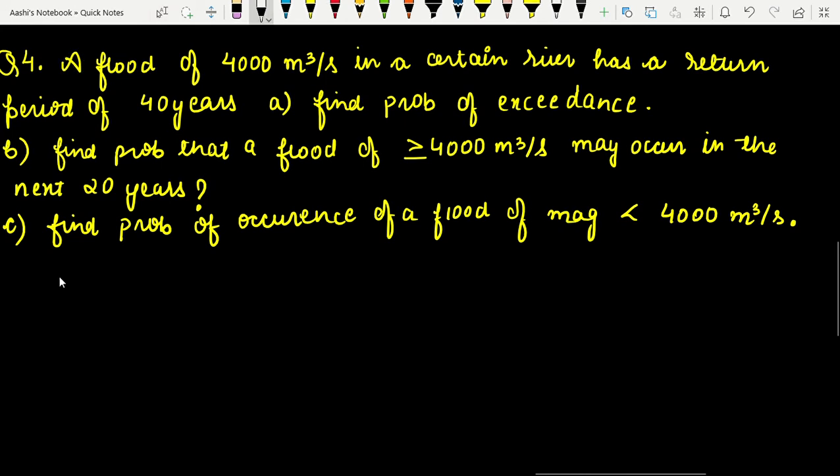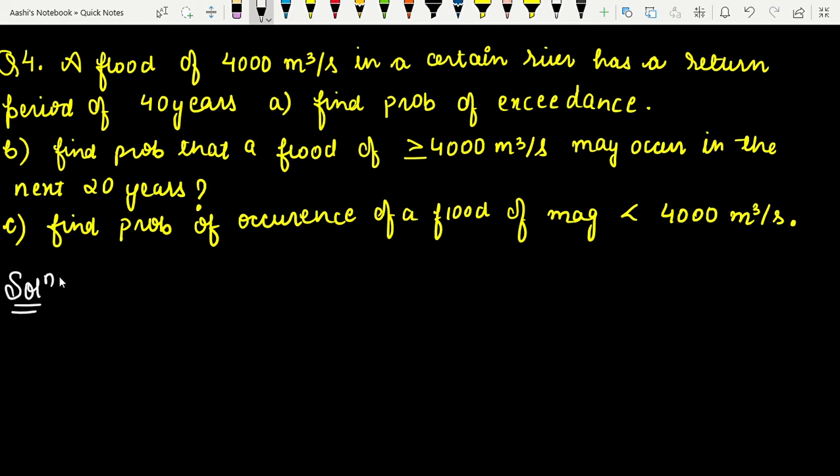Okay, so in this question, what is given? A flood of 4000 meter cube per second in a certain river has a return period of 40 years. That means this flood comes once in 40 years. There is a chance that this flood of magnitude 4000 meter cube per second can occur once in 40 years.